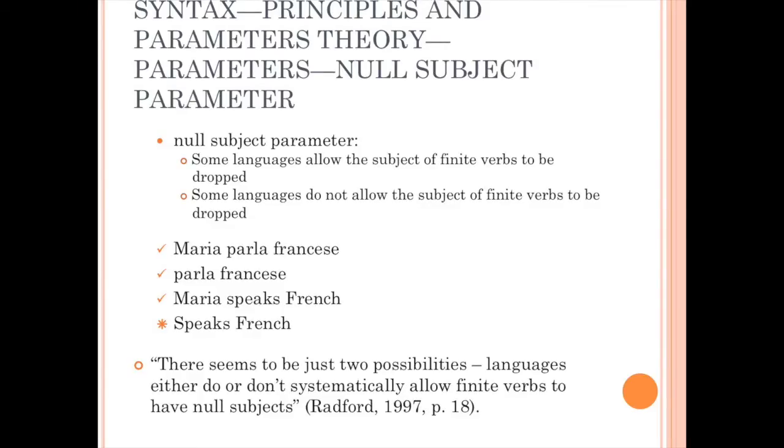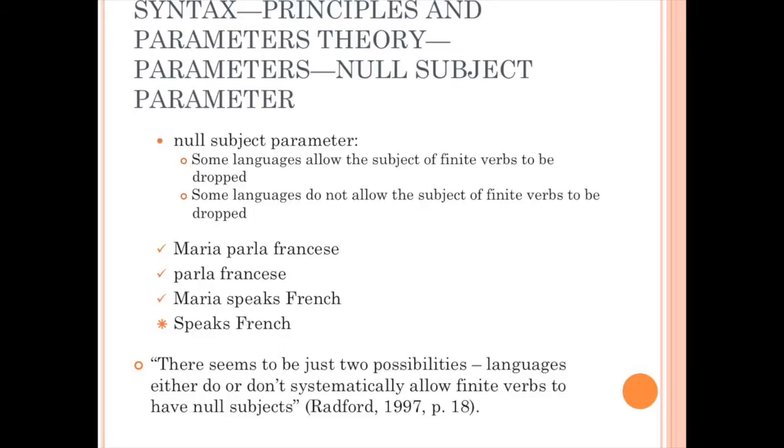An example of a parameter is the null subject parameter. Some languages allow the subject of finite verbs to be dropped. Some languages do not allow the subject of finite verbs to be dropped. So, an Italian speaker can say "Maria parla francese" and "Parla francese." An English speaker can say "Maria speaks French," but not "Speaks French." Italian is a null subject language. English is a non-null subject language.